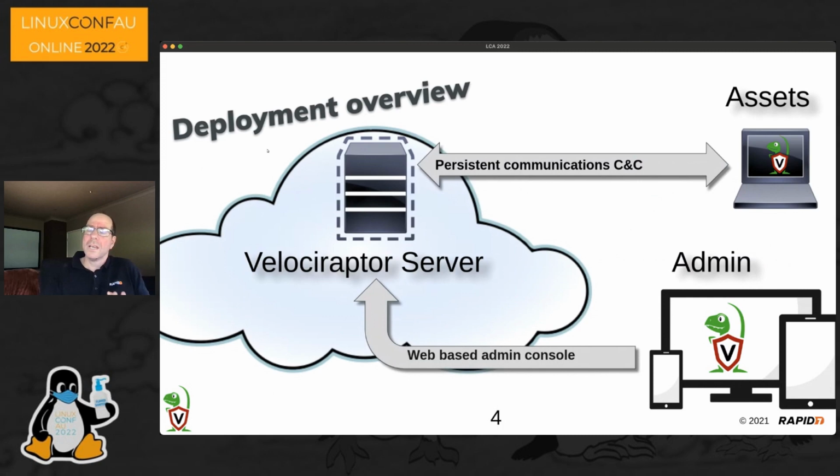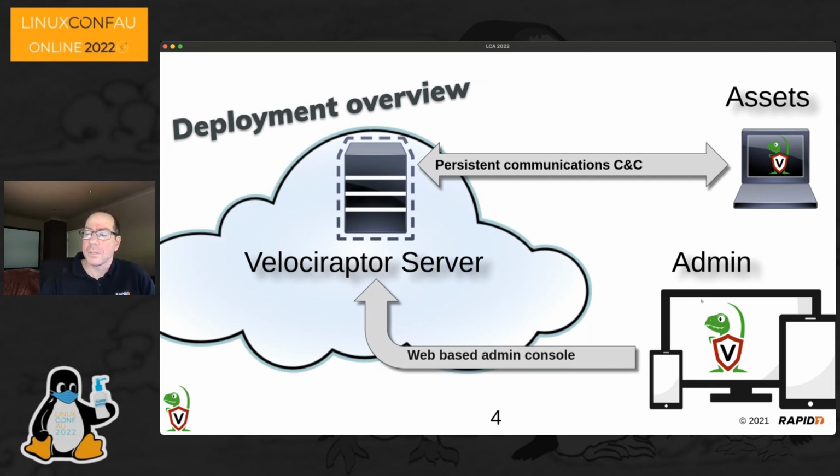All right, so let's have a look at generally what Velociraptor looks like. We have a Velociraptor server, usually deployed in the cloud. It connects with assets, which could be laptops or servers, or essentially any kind of system that runs the agent. We have support for Windows, macOS, and Linux agents. Today we'll talk about Linux. The agents are connected persistently to the server, so we can investigate each of these agents within seconds. We don't need to wait for them to poll or anything like that. We can immediately get results from them.